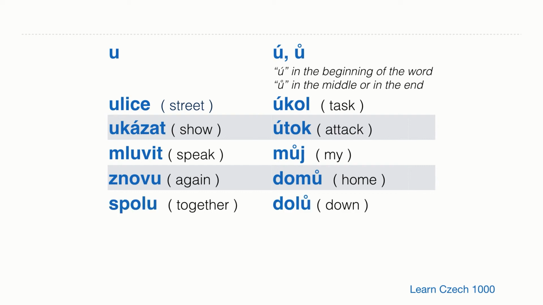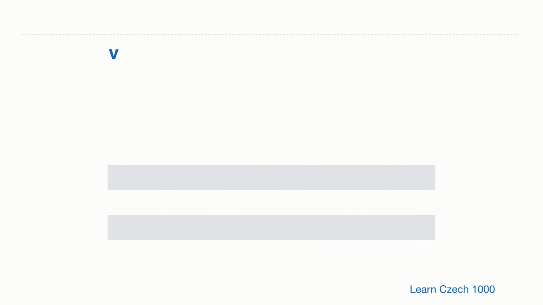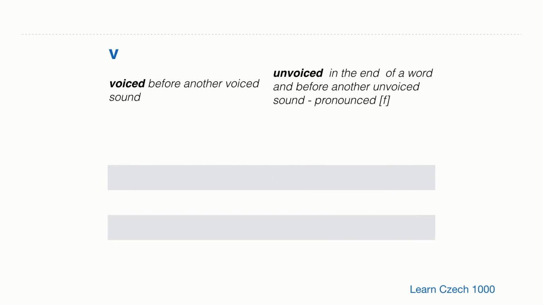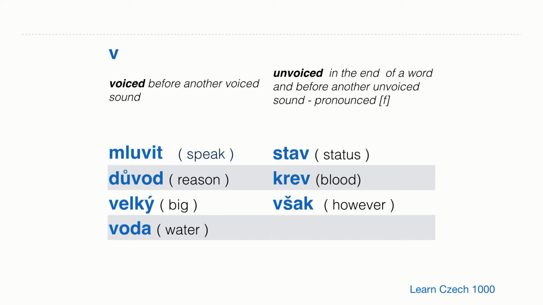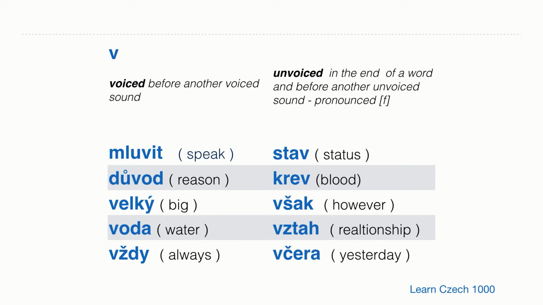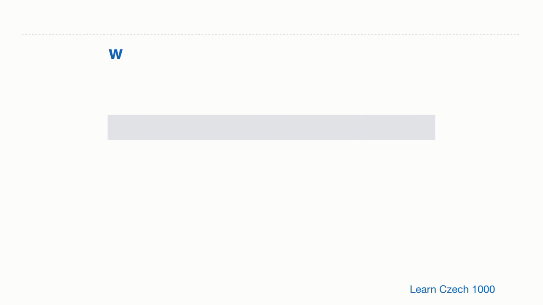V, we have a voiced pronunciation when it sounds like V, and an unvoiced way of pronunciation when it sounds more like F. So examples: mluvit, stav, důvod, krev, velký, však, voda, vztah, vždy, včera.